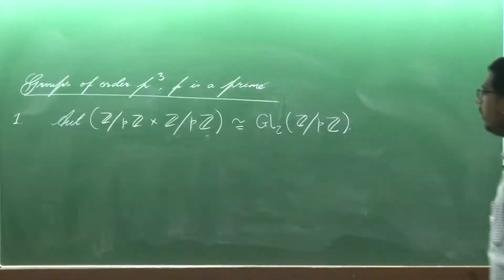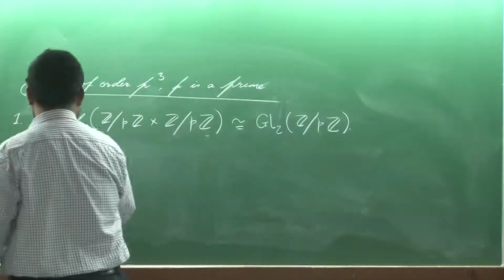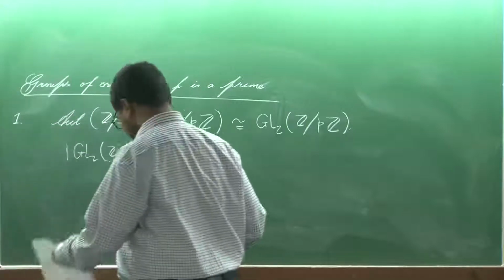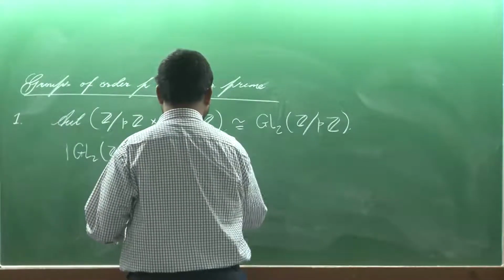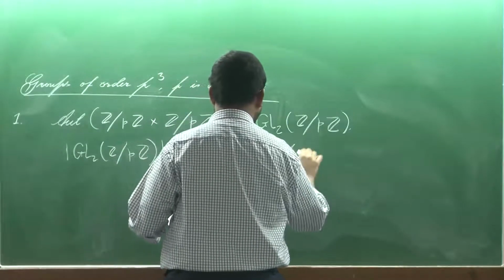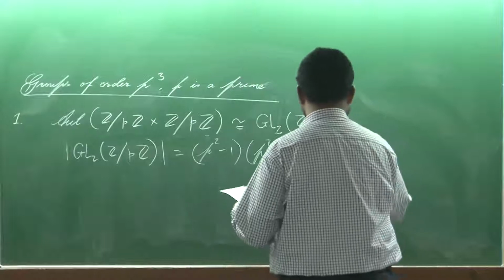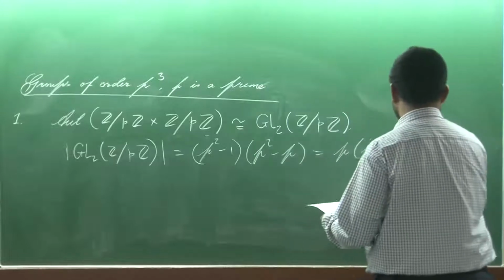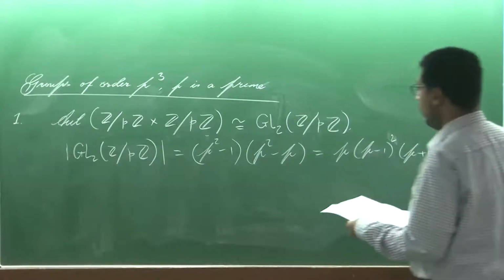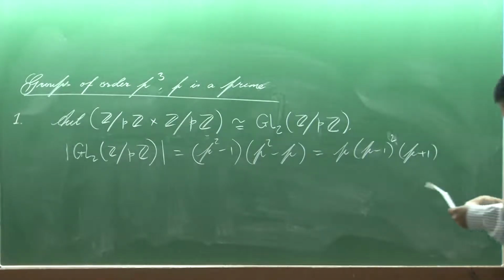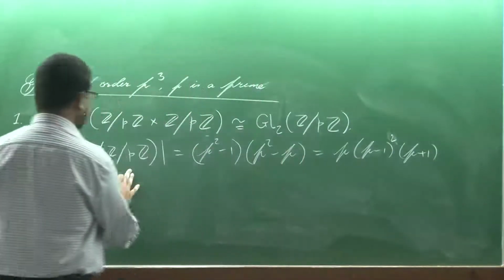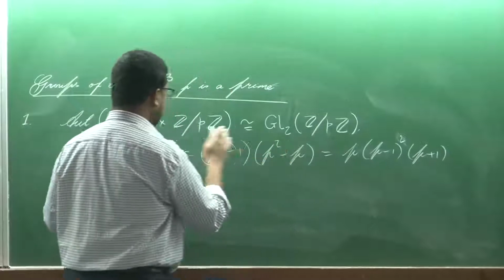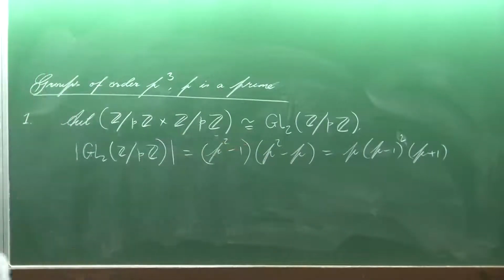And what is the order of this group? We can immediately calculate. That is nothing but P square minus 1 into P square minus P. So that is nothing but P minus 1, P plus 1, and then again P minus 1. Since P is dividing the order of this group, there is an automorphism of this group having order P.